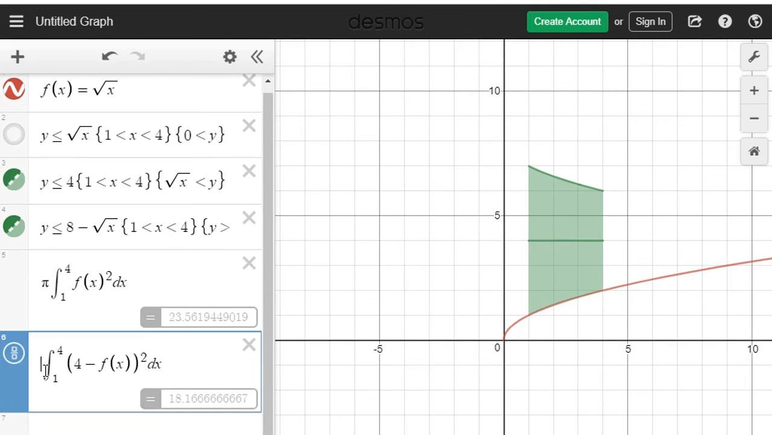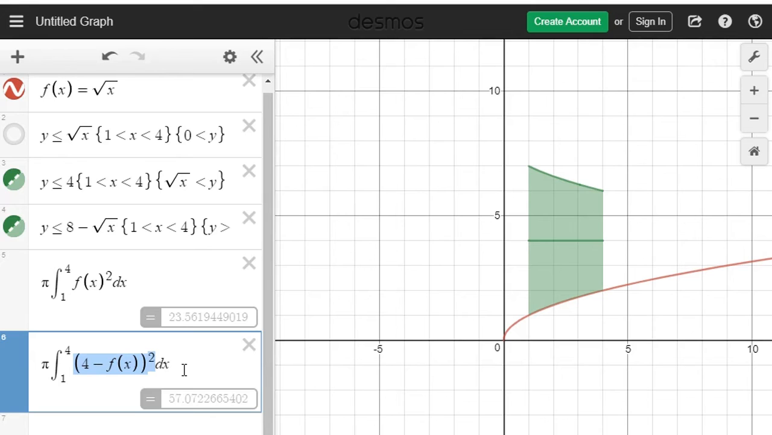So when I integrate this, I have pi times the integral from 1 to 4 of r squared dx. And when I look at r, I have to be careful. R is now 4 minus f of x, and then that whole quantity is squared. So remember, you want to square the radius. You don't just want to square f of x. So it's 4 minus f of x squared. And so my answer is 57.072.